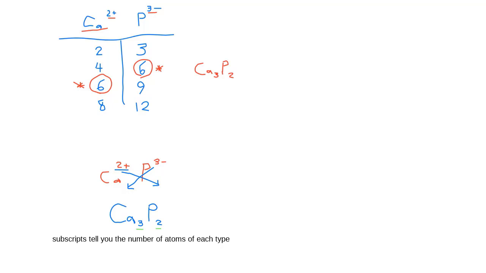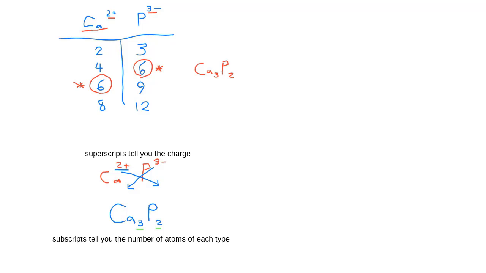Superscripts tell you the charge. That's basically the balance of protons and electrons. If you have more protons than electrons, it'll be positive. If you have more electrons than protons, it'll be negative. So keep that in mind.